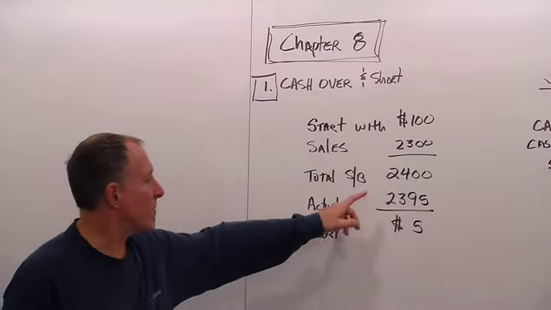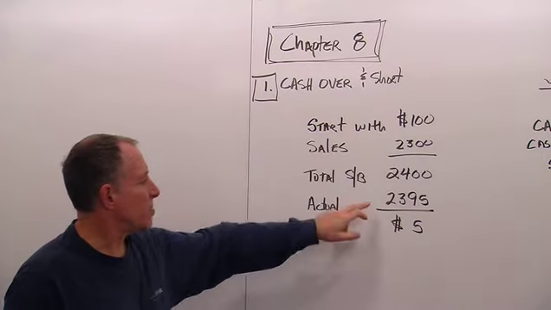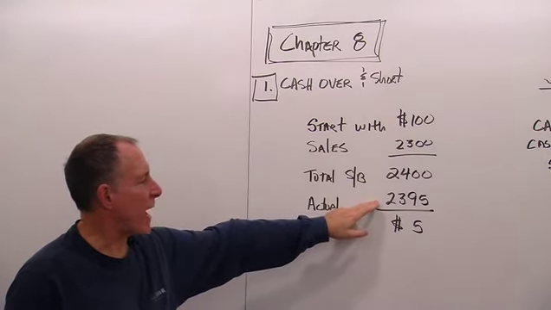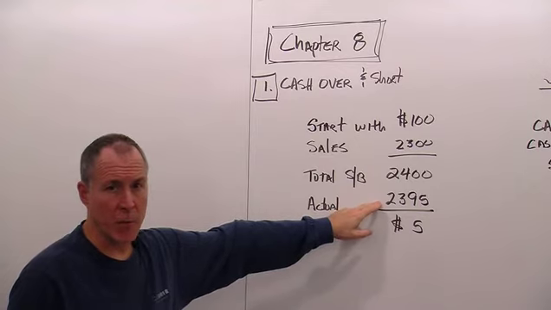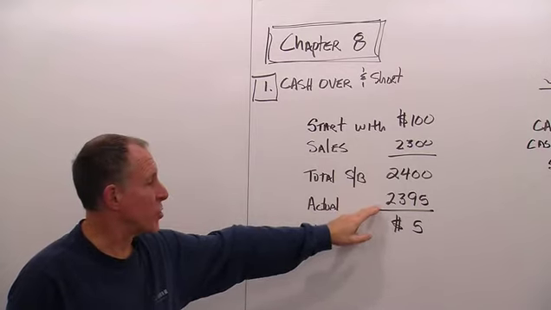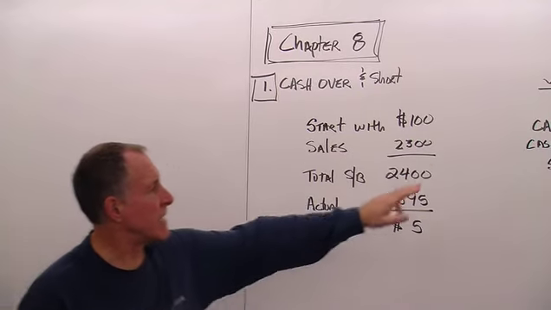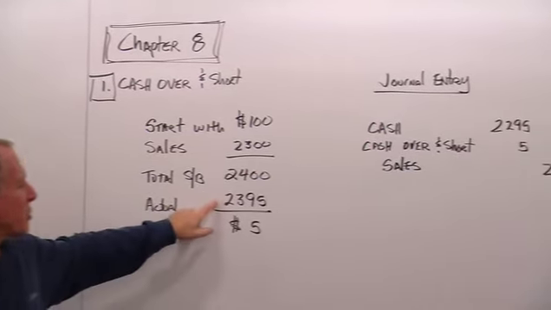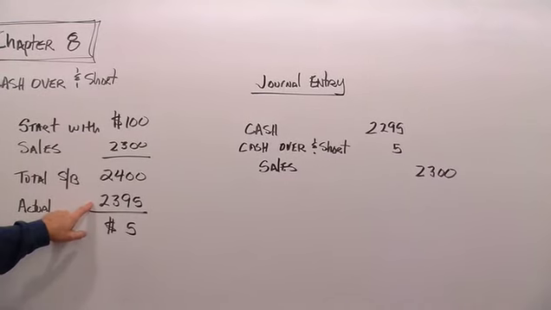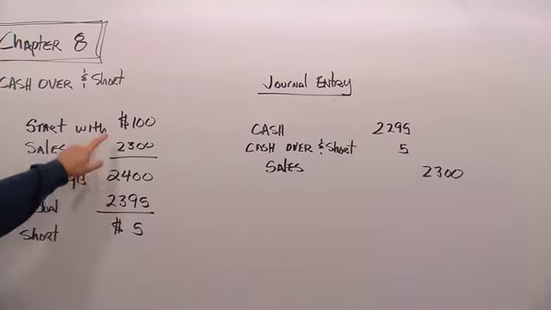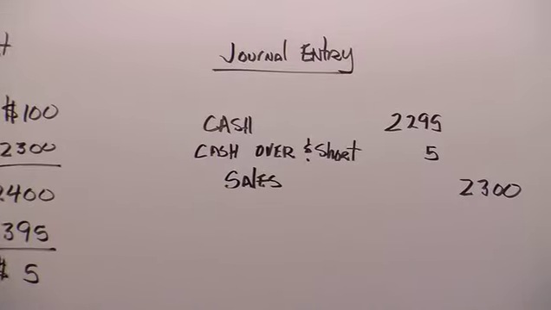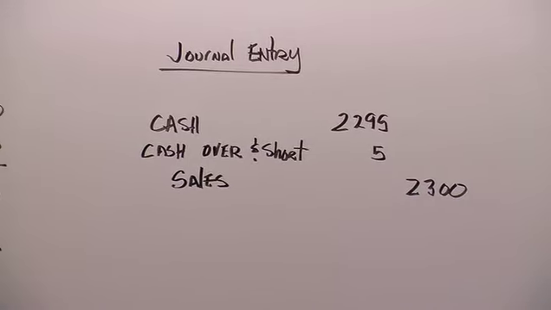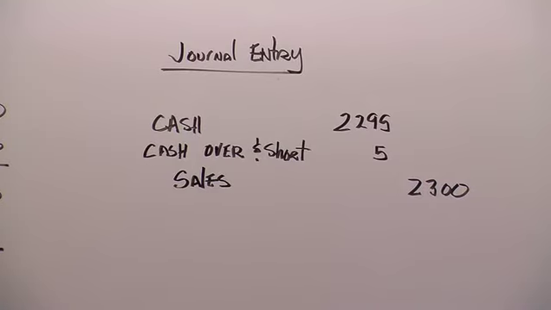Now, you started off with $100. So when we count up the $2,395, 100 has already been accounted for in our books and records. So the journal entry is going to be debit cash, not for $2,395, but for $2,395 less the $100 we started with. You will debit cash over and cash short for $5. And you will credit sales for the actual amount of sales of $2,300.